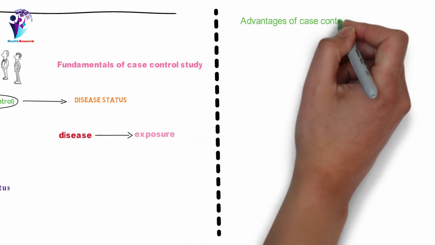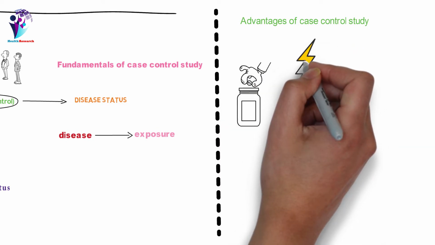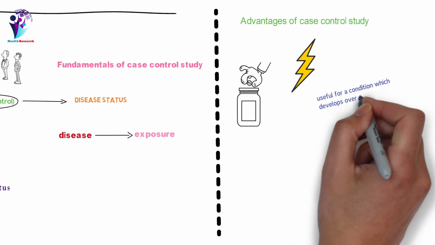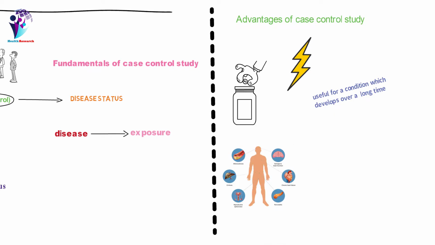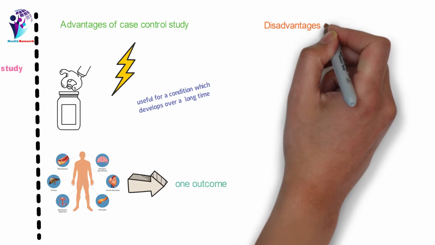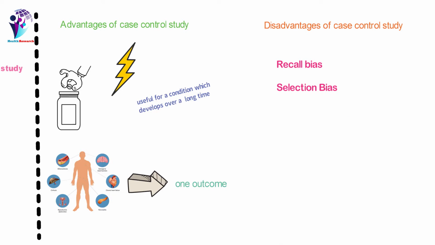Advantages of case control studies. Case control studies are inexpensive and quick to perform. It is useful when the disease being studied is rare or for a condition which develops over a long time. It can evaluate multiple etiologies for one outcome. Disadvantages include recall bias and selection bias.